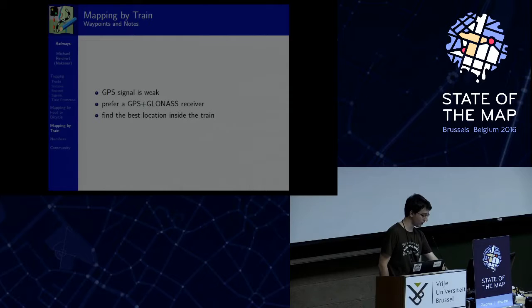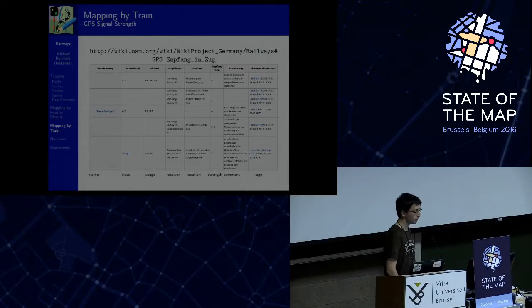Location in railway inside trains, for example, at doors or at windows which you can open. The German community maintains a large list of terrains which are good or bad for mapping. The list is rather old. The first entry is from about 2007.